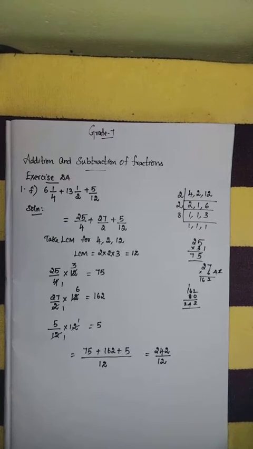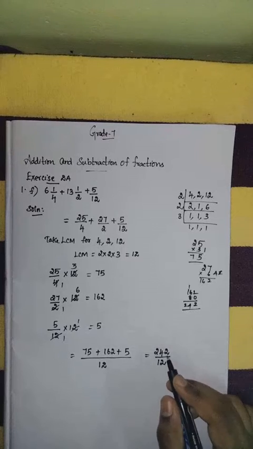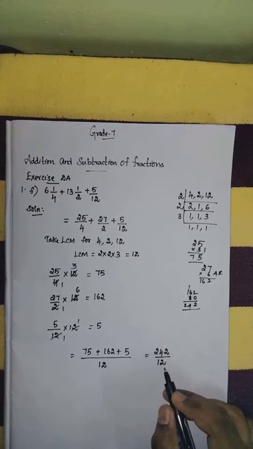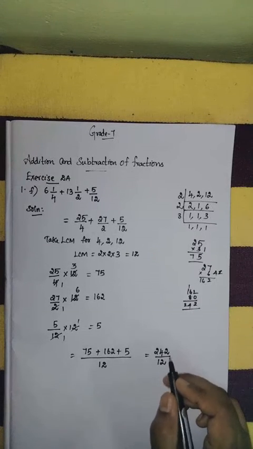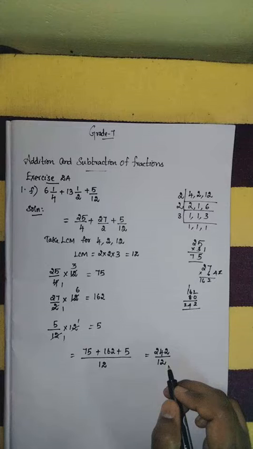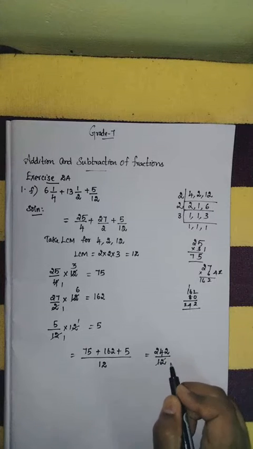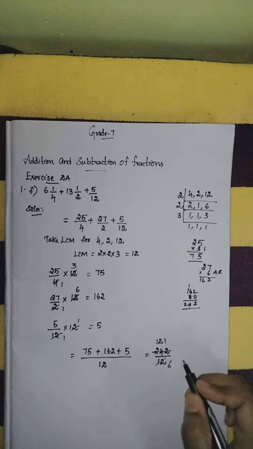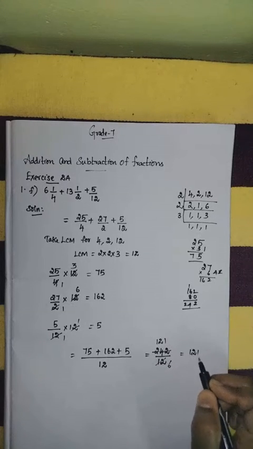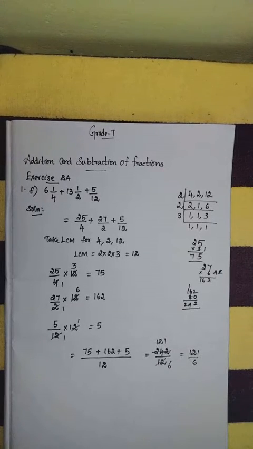So first, if there is any common factor, just cancel each other. Here it is 242, here it is 12. So what is the common factor? Yes, we can divide by 2 table. So 6 2s are 12, 1 2 is 2, 2 2s are 4, again 1 2 is 2. So it is 121 divided by 6.